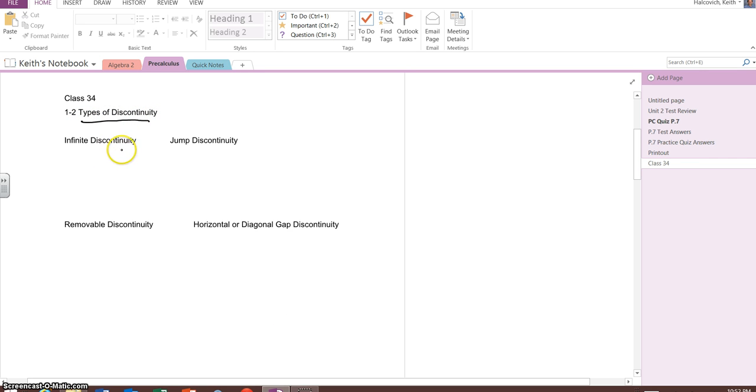The first one is what's called infinite discontinuity. An infinite discontinuity looks something like this, where you have a graph, and let's say at 3, we have a horizontal asymptote. And it goes like this. Or sorry, a vertical asymptote. Now that vertical asymptote is what's called an infinite discontinuity.